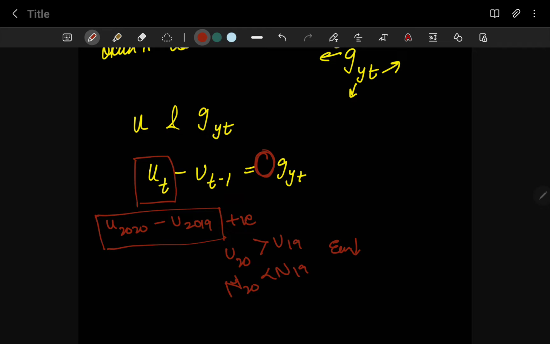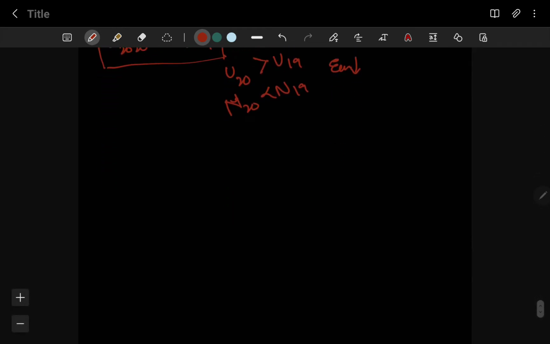So, if UT is more than UT minus 1, it means unemployment increased. If unemployment increased, we are going to assume the fact that growth declined. And that is why we have a negative sign over here. Okay? If this is negative, then this negative is going to get eliminated because your growth is going to be positive then. Okay? You have to keep this thing in your mind first of all.